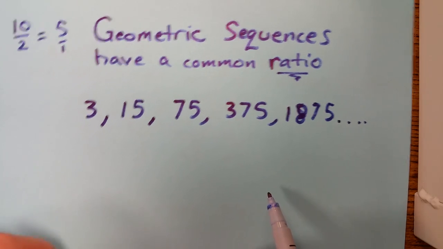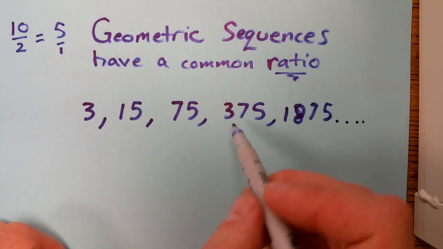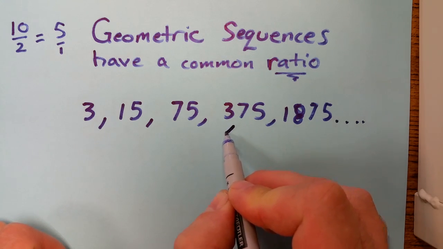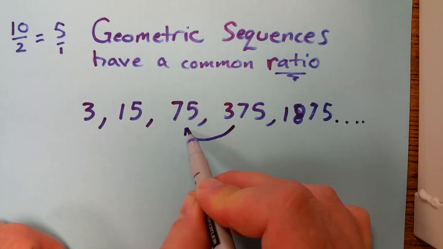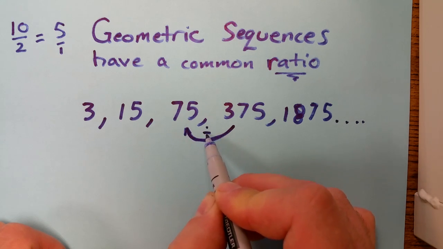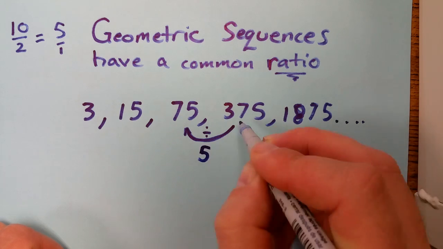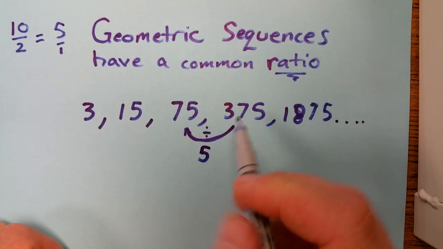Well, we're going to look at the ratios. We're going to look at consecutive terms and compare each term to the one before it, using division. 375 divided by 75 is 5. You need a calculator to do these. So the ratio of this term to that term is 5 to 1.